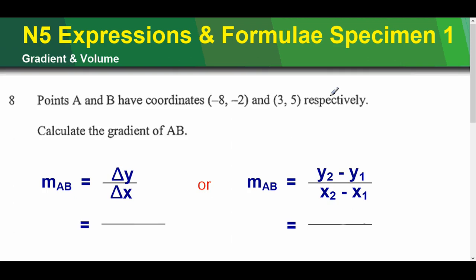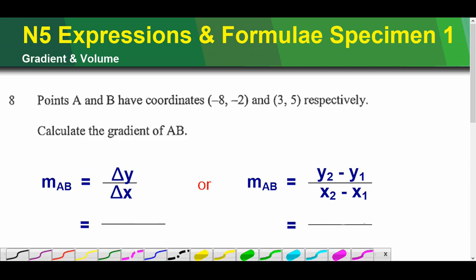Hi there, in this lesson we're going to look at the National 5 Expressions and Formula Specimen 1, questions 8 and 9, which is a gradient question and the volume of a sphere question. Okay, let's look at the gradient question first. Points A and B have coordinates -8, -2 and 3, 5 respectively. Calculate the gradient of AB.